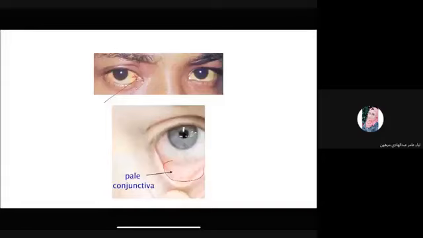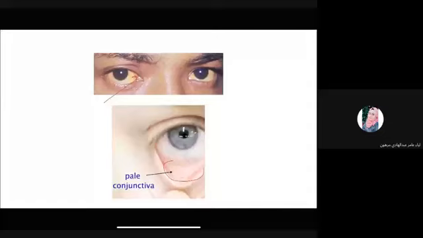A patient who is pale may present with shortness of breath because of the anemia. And a patient with, for example, lung cancer who is pale, this may indicate that the cancer is spreading to the bone marrow, for example.